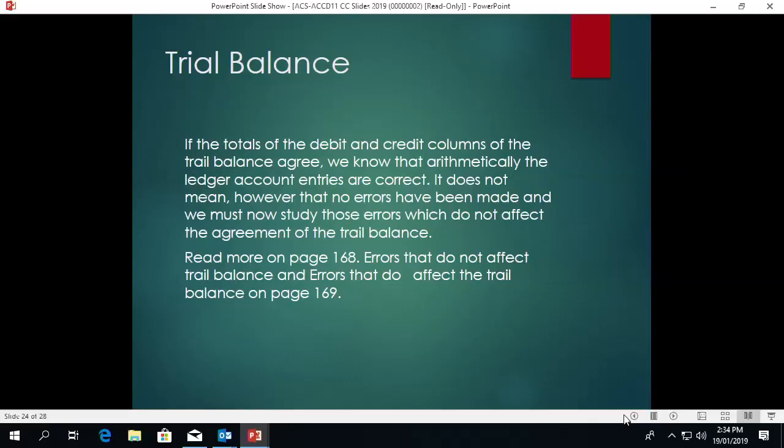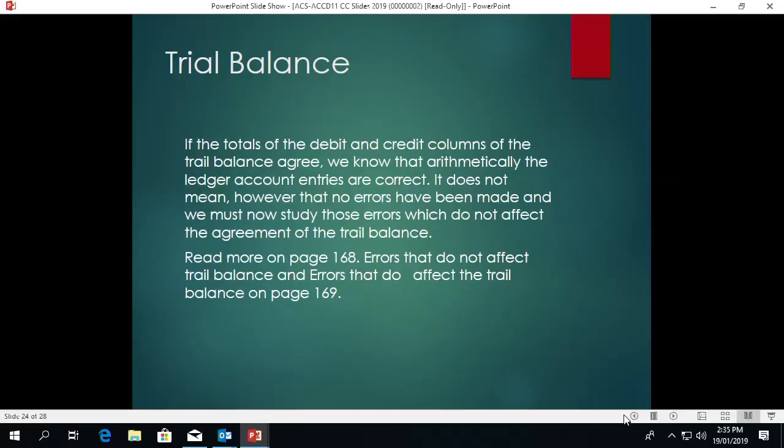Now if the amount agrees, if the debit side is equal to the credit side, then your posting was correct. But if the amount does not agree, there was an error made somewhere, so you go back, you check the amount as it's appearing in the general ledger. Is it the correct amount as it's appearing in the trial balance?